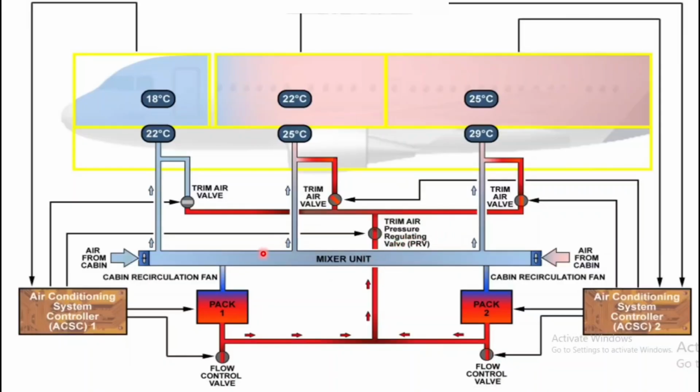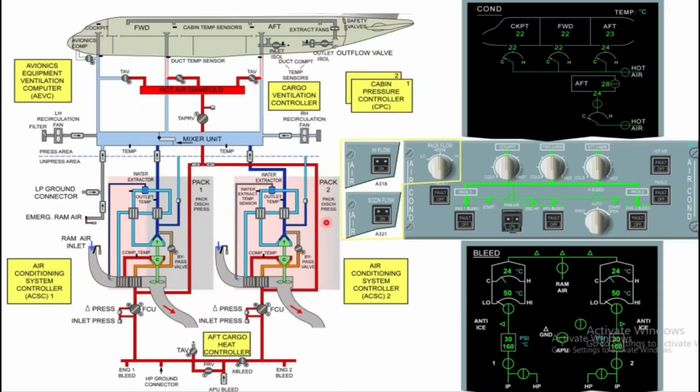And there is another option: you can use a low pressure ground cart on the ground, providing conditioned air to the cabin if the APU is not available, or the APU is switched off, or maybe the APU is unserviceable. So here you can go a little more in depth on the schematic diagram. We'll cover only the air conditioning system, not the avionics or cargo ventilation system.